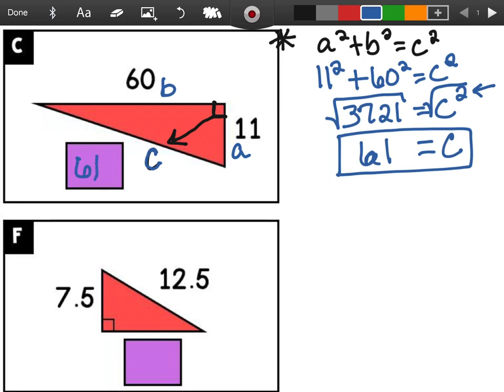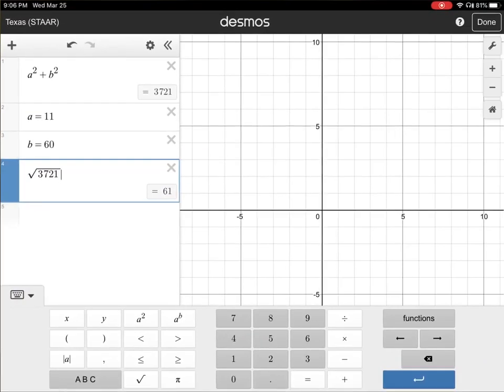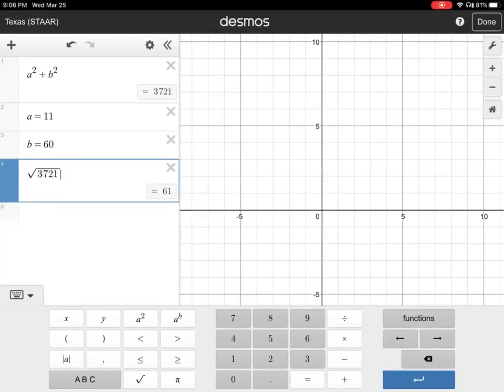There is a trick in Desmos that I love that makes this whole process so much easier. You can put your square root sign in when you put in the original formula.